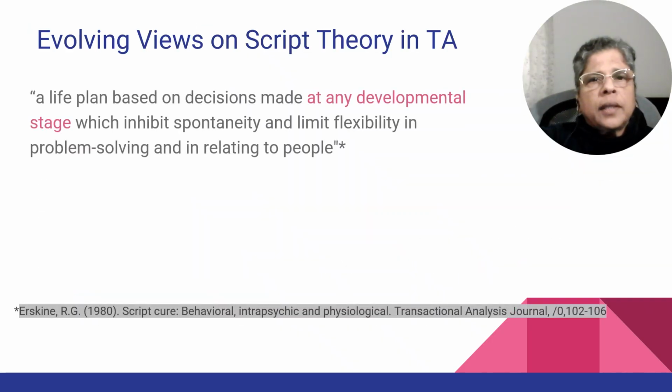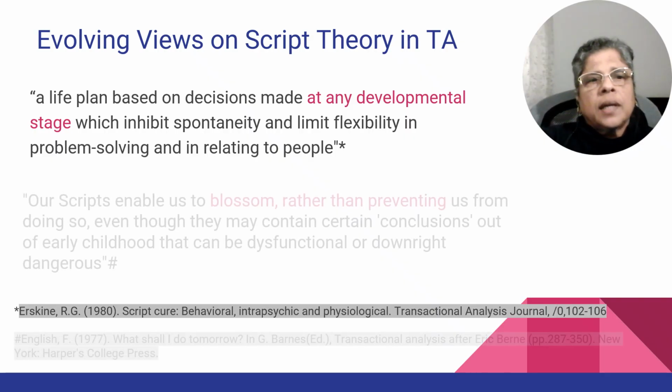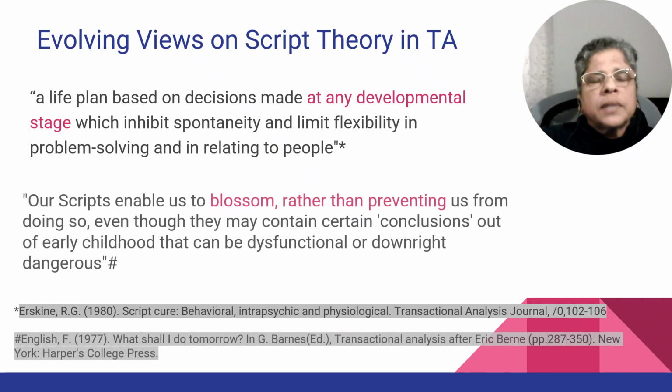Here we can see two observations. One from Richard Erskine, who said script is a life plan based on decisions made at any developmental stage which inhibit spontaneity and limit flexibility in problem solving capability. So it's any developmental age is the key point here.